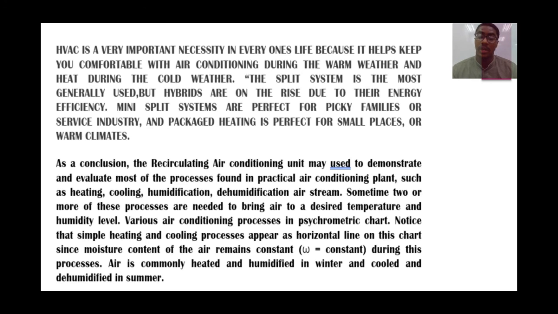the processes covered in a practical air conditioning plant, such as heating, cooling, humidification, and dehumidification of the air stream. Sometimes two or more of these processes are used to bring air to a desired temperature and humidity level. These are the different air conditioning processes on the psychrometric chart. Notice that simple heating and cooling processes show up as horizontal lines on this chart, since the moisture content of the air stays constant in this process. Air is mostly heated and humidified in winter and cooled and dehumidified in summer.